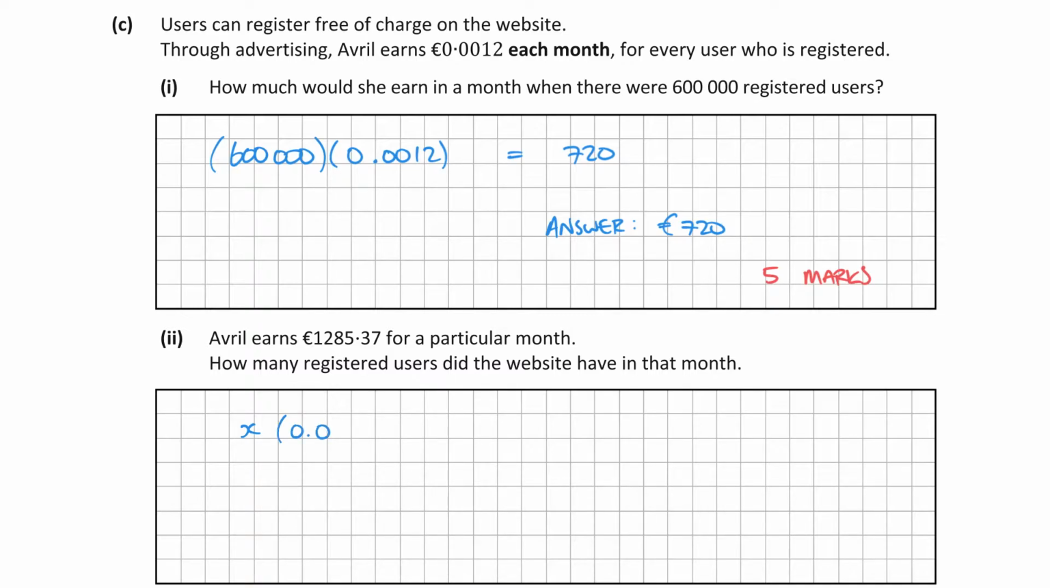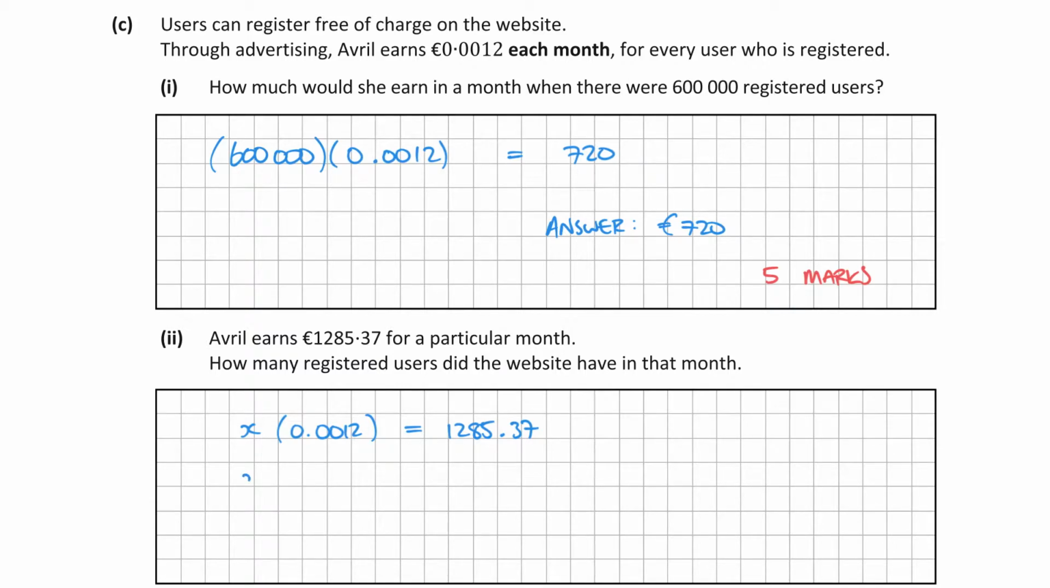multiplied by 0.0012 euro per member, gave her an income of 1,285.37. Now, we've formed the equation. So if she had one member, she'd get 1 times this. If she had 2 members, she'd get 2 times this. If she had 10 members, she'd get 10 times this. Similar to the last time when she had 600,000, it was 600,000 times 0.0012, and that gave her her income. So I'm expecting this to be much bigger than 600,000 because her income is much bigger than 720.